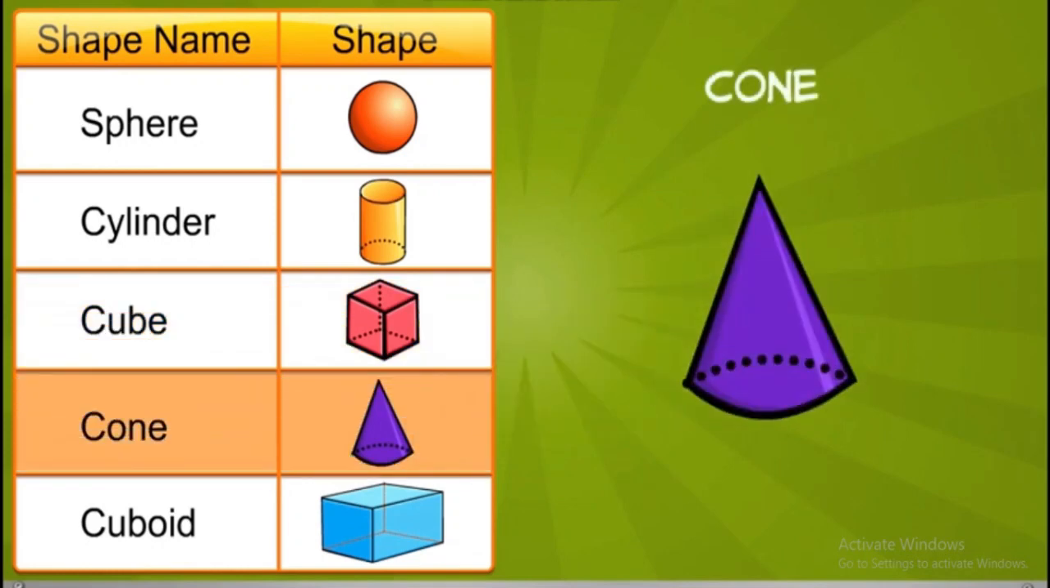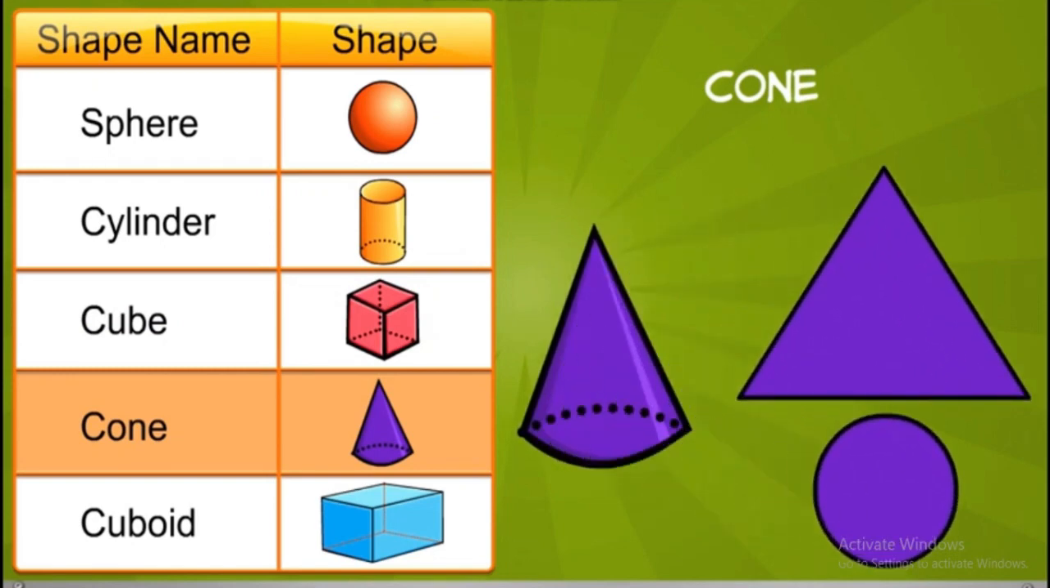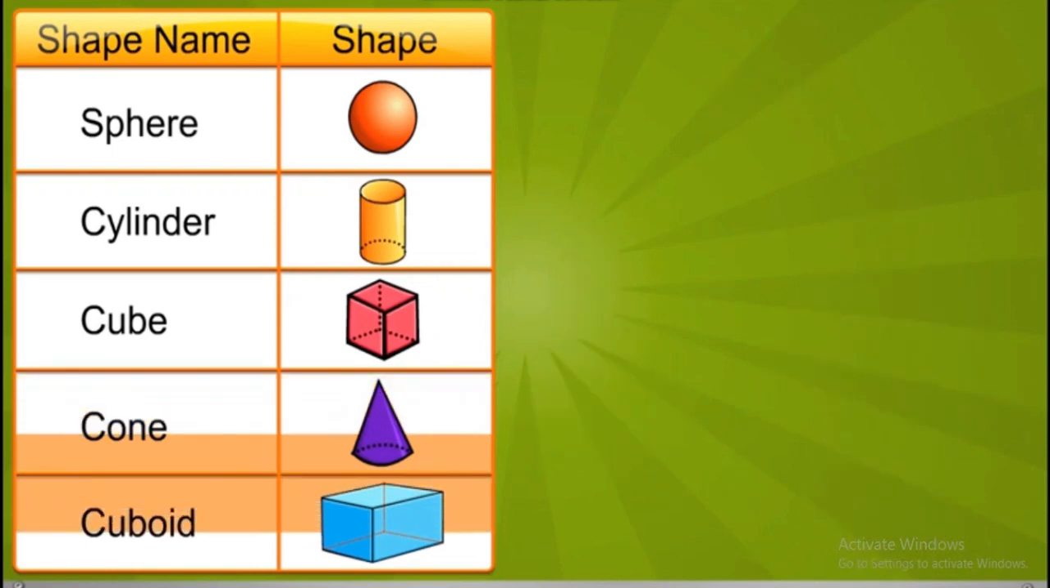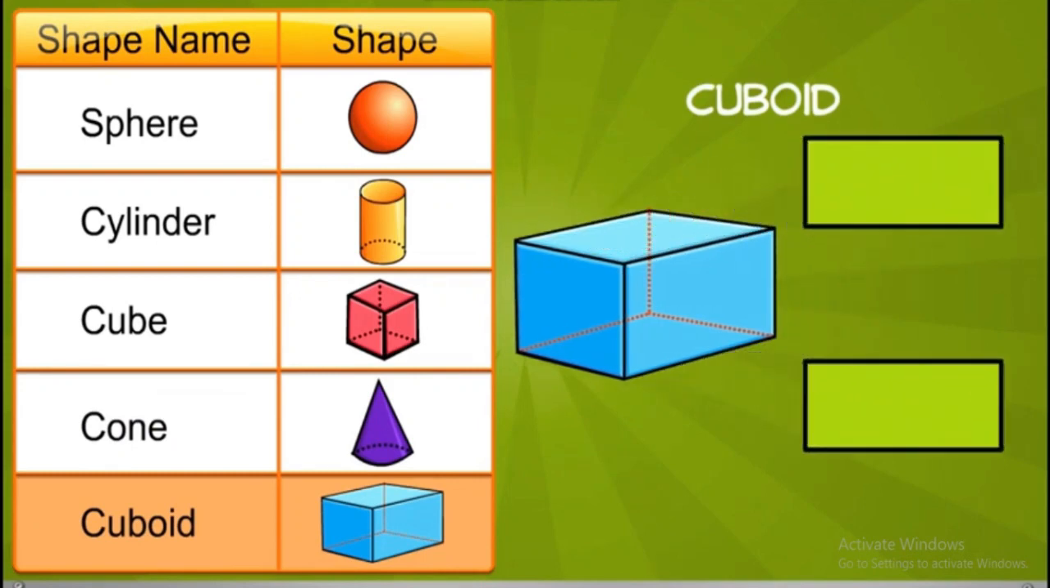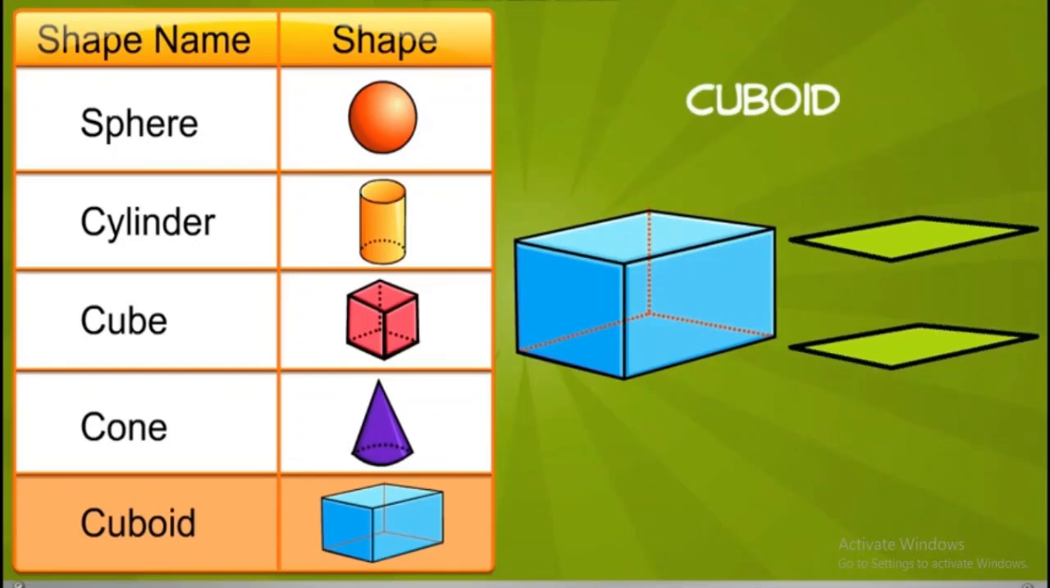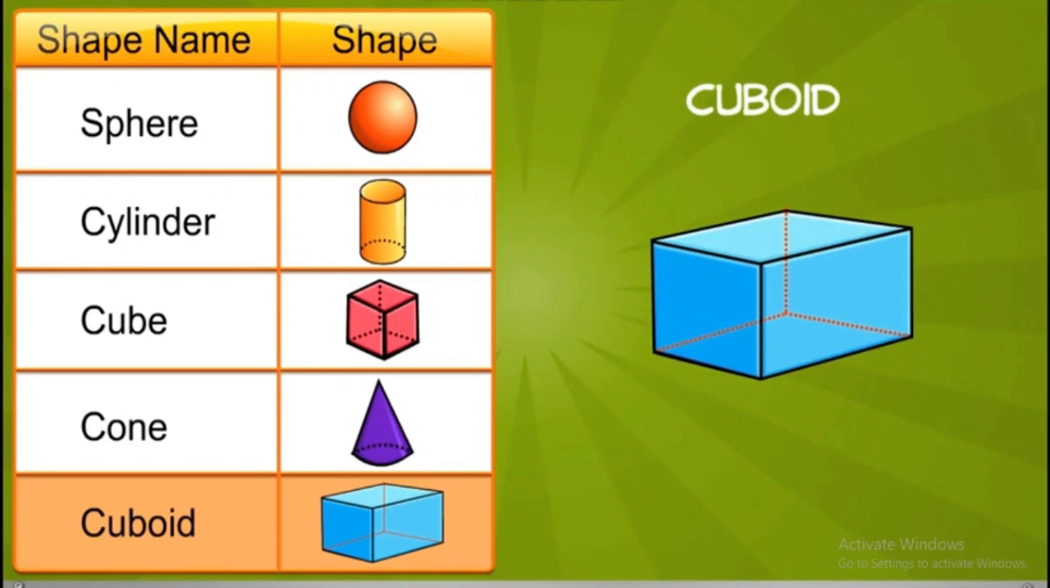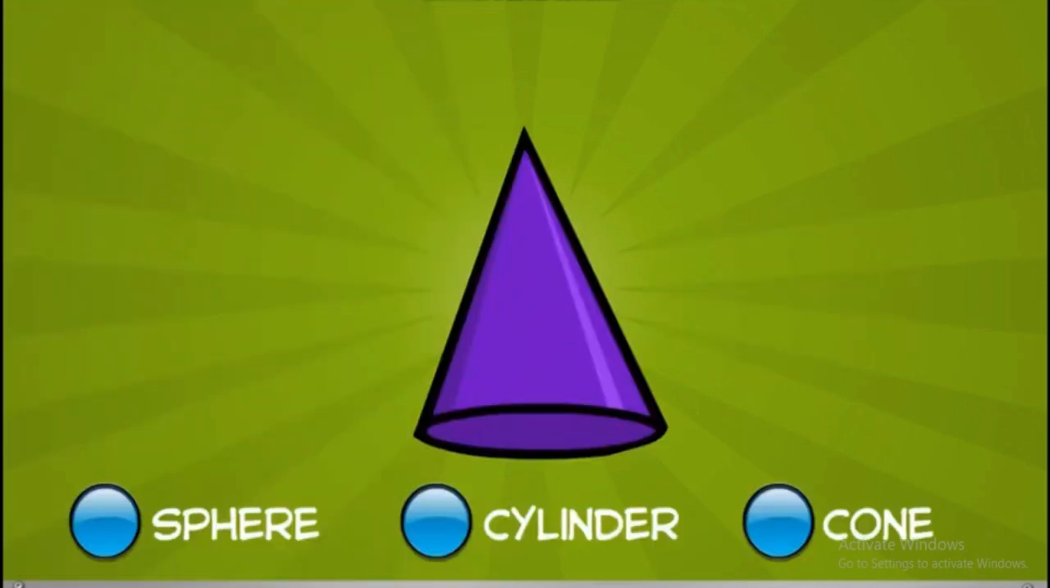A cone looks like this. What two shapes can you see in this? Correct. A triangle and a circle. And this shape is called cuboid. You can make a cuboid by keeping two rectangles, one above the other, and joining the corners. This looks somewhat similar to a cube. Isn't it?